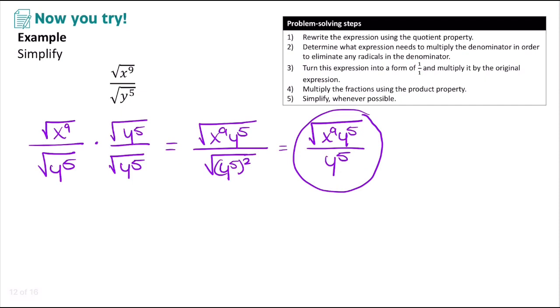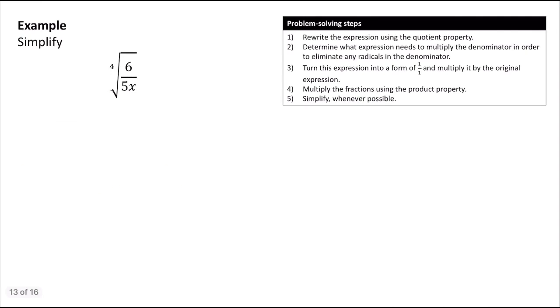So here, notice that we have the square root of y to the 5th in the denominator. So I'm going to multiply by the square root of y to the 5th over the square root of y to the 5th. In the numerator, that gives me the square root of x to the 9th y to the 5th. And then in the denominator, I have the square root of y to the 5th squared. So when I cancel this out, I have the square root of x to the 9th y to the 5th over y to the 5th. So now let's try simplifying this.